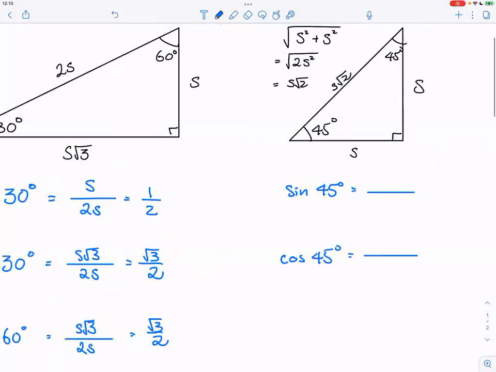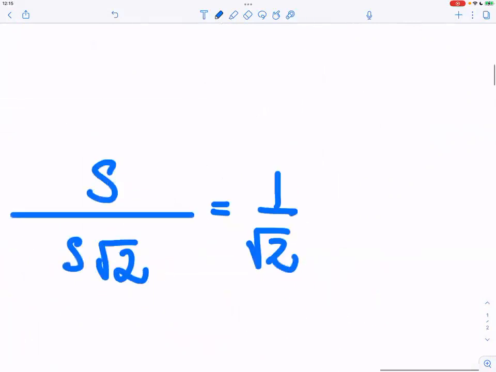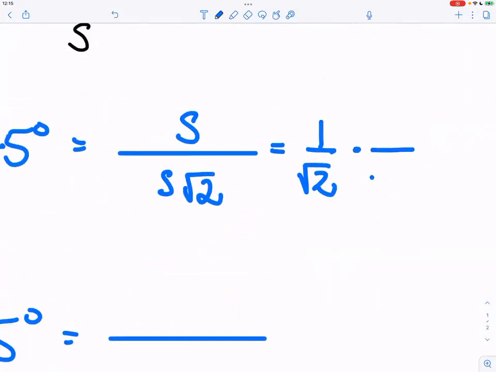And for sine 45 degrees, you have s over s√2, which is 1 over square root 2. Can we leave the square root in the denominator? You cannot do that, so therefore you have to rationalize it. You have to multiply by 1, but in the form of √2 over √2. And that gives you √2 over 2.